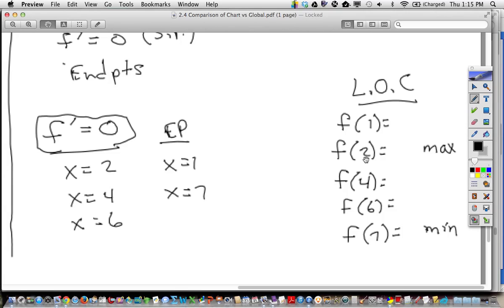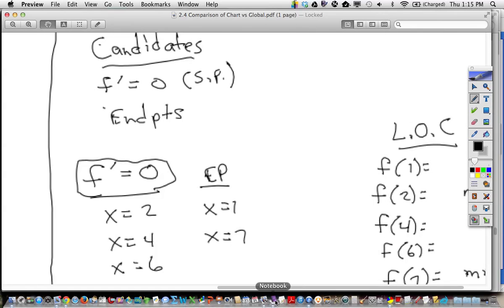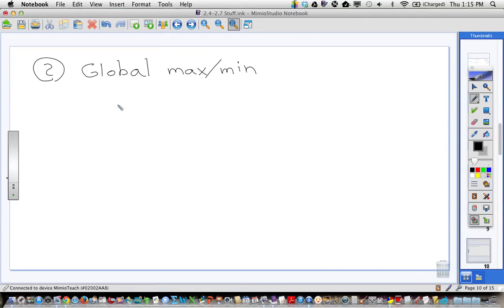And usually we want the y value. On local max min, you usually wrote the x value. Local max is at x equals 2. Local min's at x equals 1. For global max min, we want the value, the output. And we'll write that down. So let's do an example. Well, no, let's write some notes here first, and then we'll do our example. So, first thing we want to do is identify our candidates.